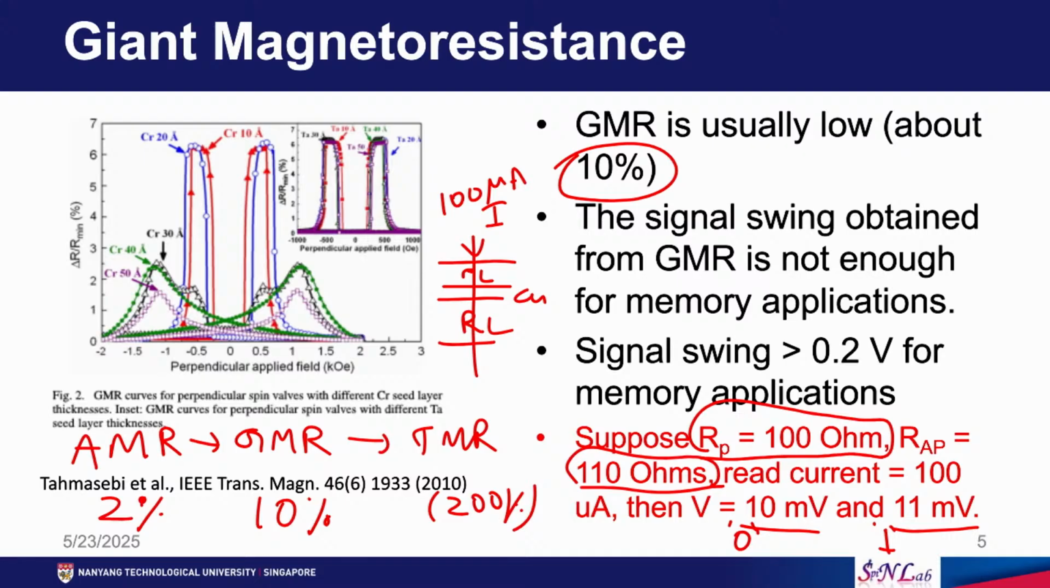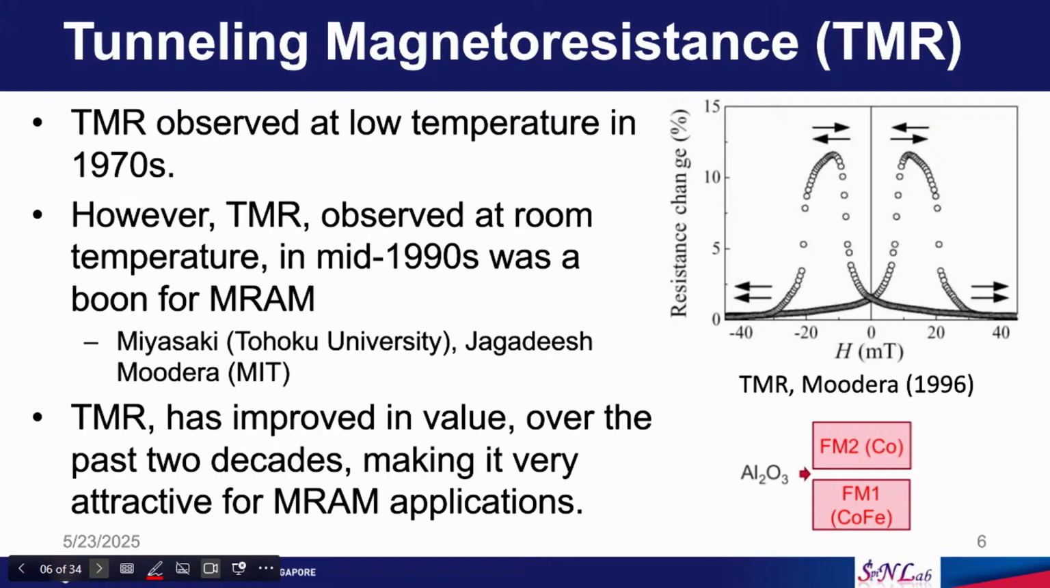Because of this reason people do not use GMR, they go for TMR, which gives rise to 200% tunneling magnetoresistance. As we learned before, tunneling magnetoresistance has a long history. Even though it was observed in the 1970s at around 4 Kelvin, in the 1990s people observed TMR at room temperature.